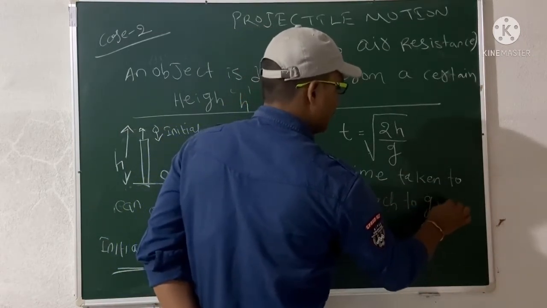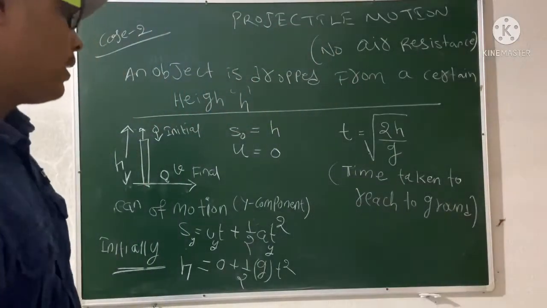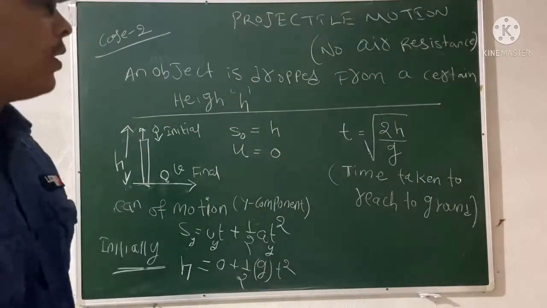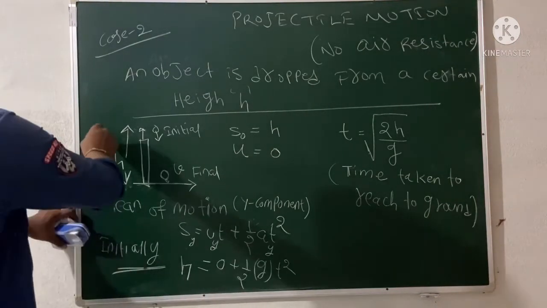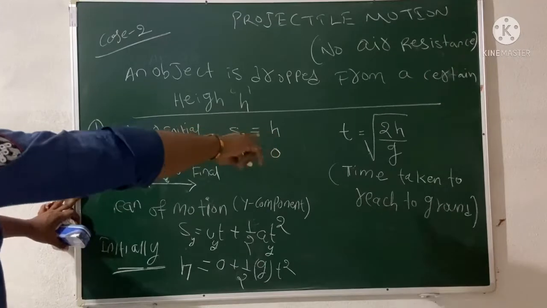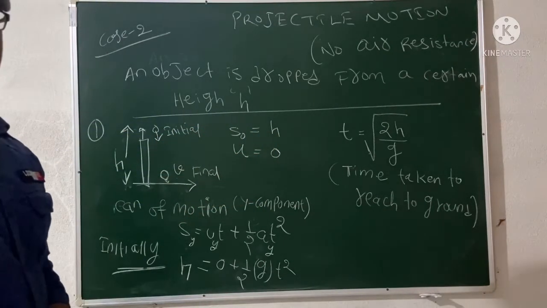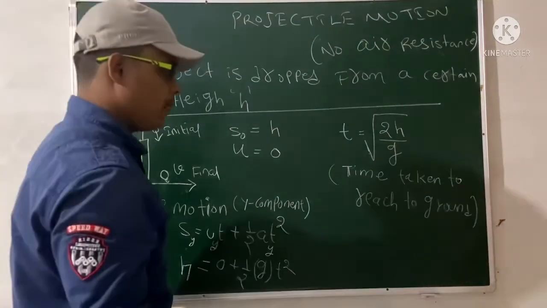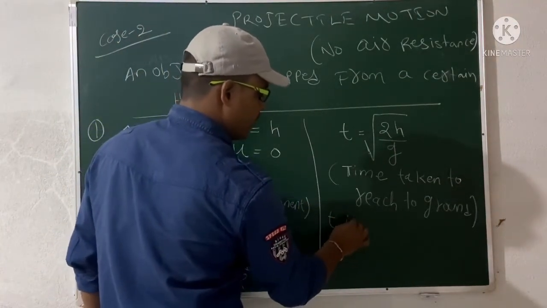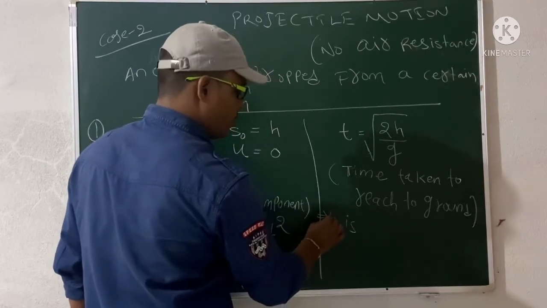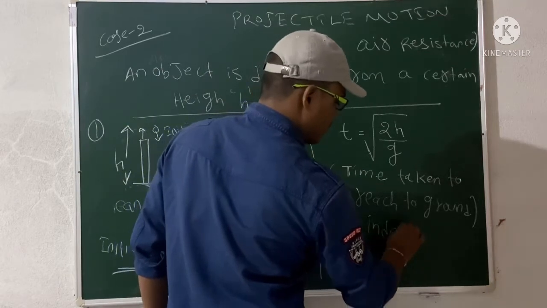तो ग्राउंड तक आने के लिए ये कितना टाइम लेता है? T equal to root over 2s by g, right? So remember, first of all we have calculated the time taken to reach the ground. So what is the formula? T equal to root over 2s by g. So remember what we got? This is important, note: T is independent of mass.